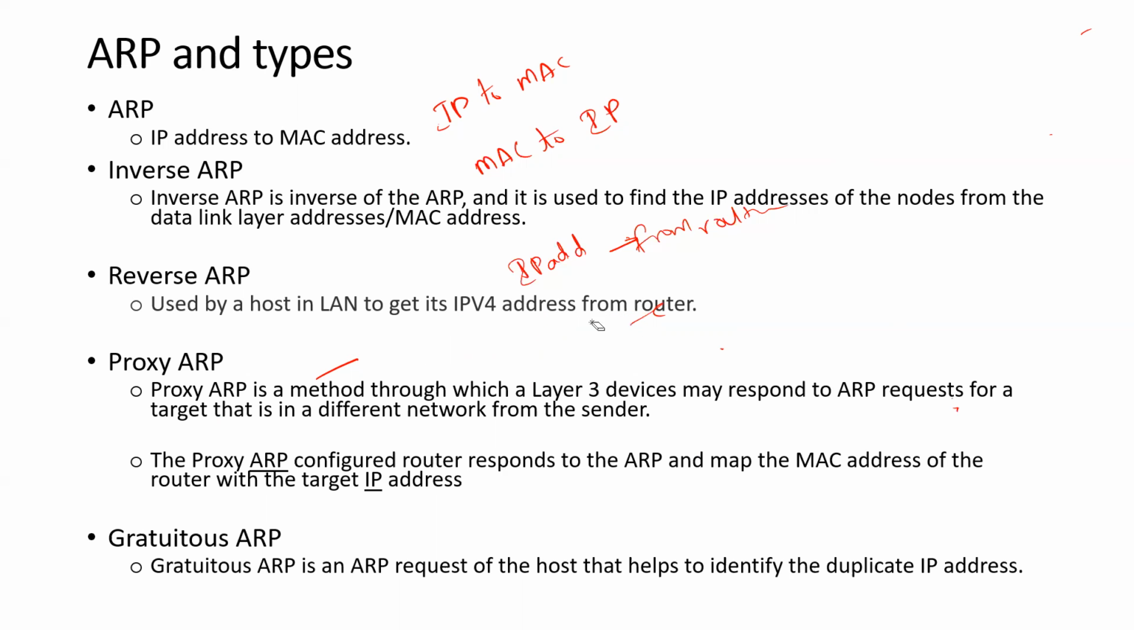So we can say it's a method in which a router responds to an ARP request when the destination is in a different network. We have the router, and two different networks are there. So we won't get the destination MAC address directly when trying to access from the other network. At that point, when we send an ARP request, the router will respond to it. That is called proxy ARP. And gratuitous ARP helps to find duplication of IP addresses in the network. This is about ARP and its types.